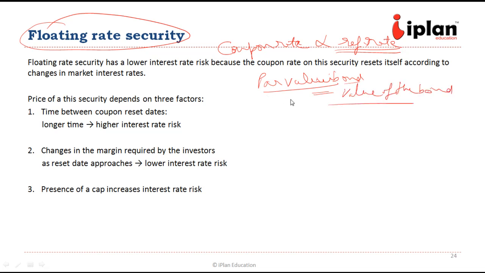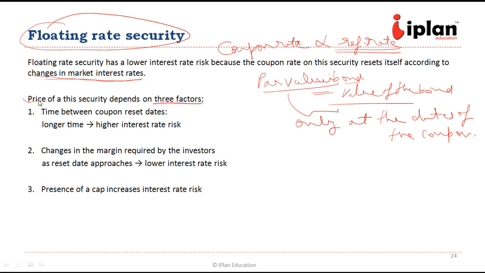But this relationship is true only at the dates of the coupon. As we know that coupons are only paid at certain predetermined dates, between them there is an interest rate risk even for the floating rate security. Because during this time it will respond to the changes in the interest rates. There are three factors on which the price of floating rate security will depend.